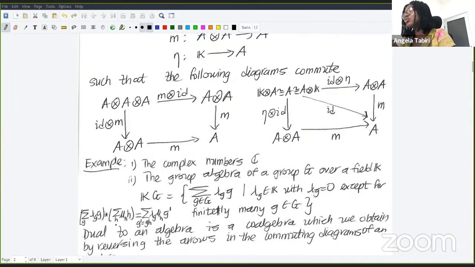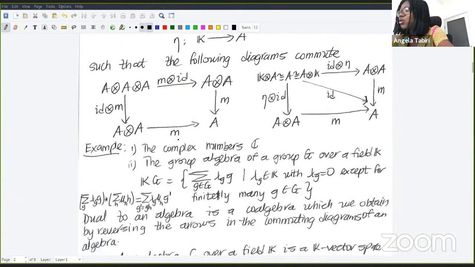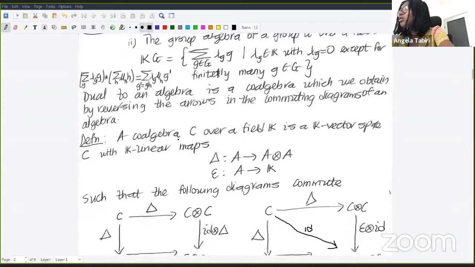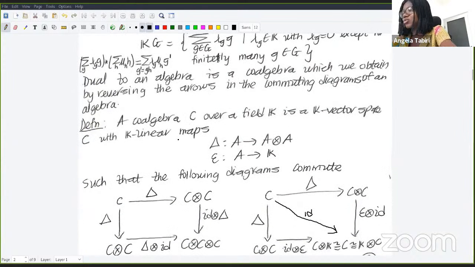So we dualize an algebra to get a co-algebra. How do we get this? We reverse the arrows here to get the dual structure, which we call a co-algebra. So a co-algebra is also a vector space over some field together with, so the dual of your multiplication now becomes this delta, and the dual of your units becomes this epsilon.